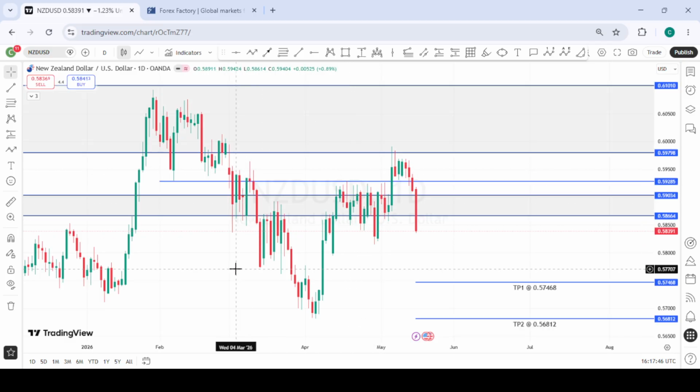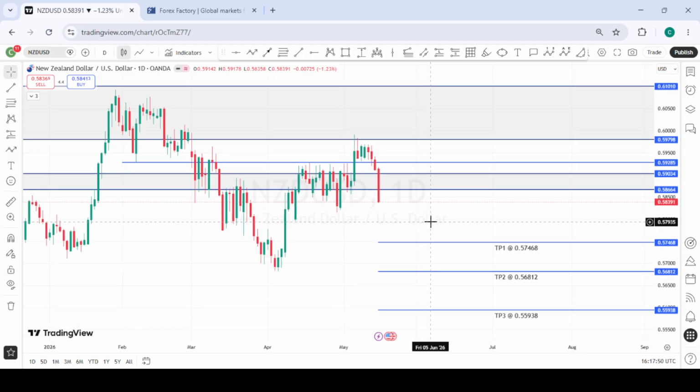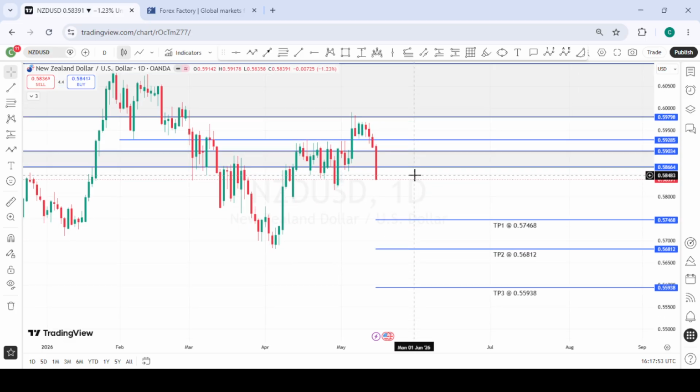This is NZDUSD, and NZDUSD on the weekly and the daily perspective has shifted bearish. So going into next week, all we are looking out for is a possible pullback into this area of interest, this first area of interest, to look for selling opportunities to the downside.